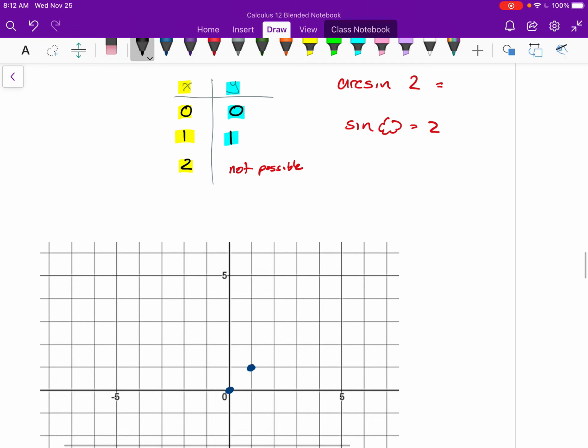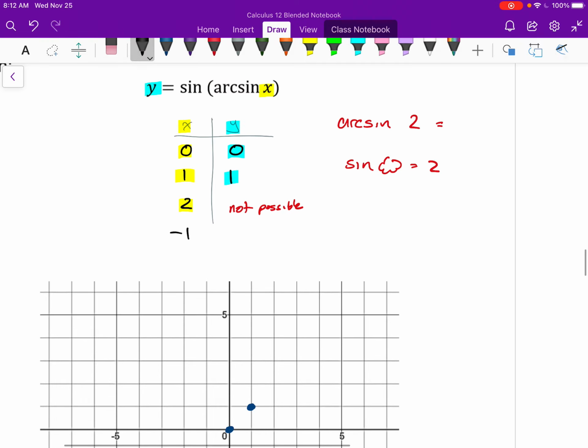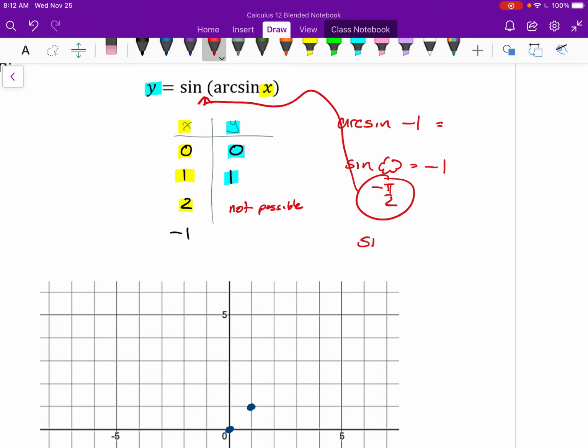Let's put in, how about negative 1? If I put in negative 1, then I want to start by finding the arcsine of negative 1, which means I have to think about where does sine equal negative 1, which is possible. That's at negative pi over 2. And then I put negative pi over 2 into sine, and the sine of negative pi over 2 is negative 1. Okay, at least I can do that. So that's a nice easy point to plot.